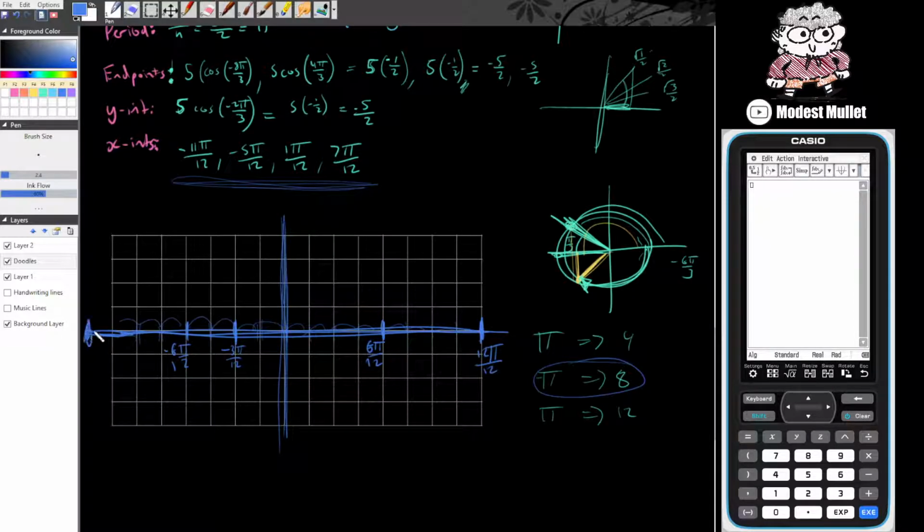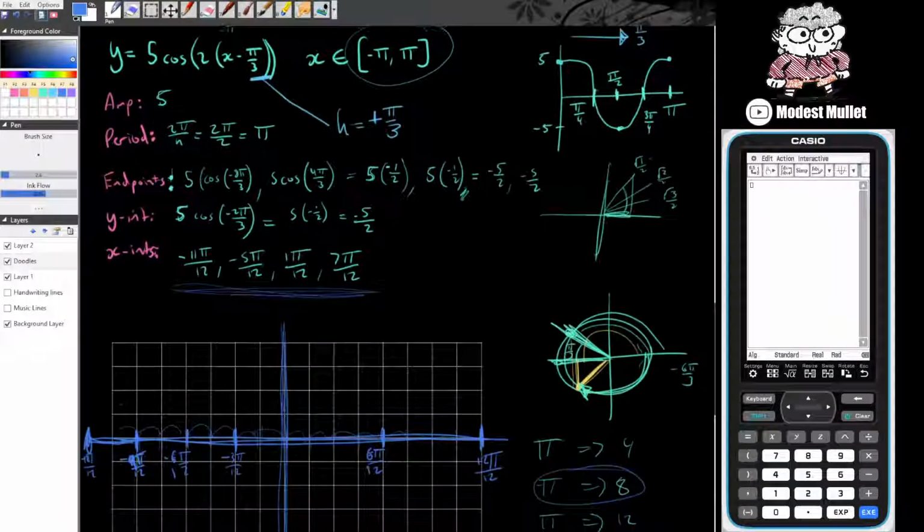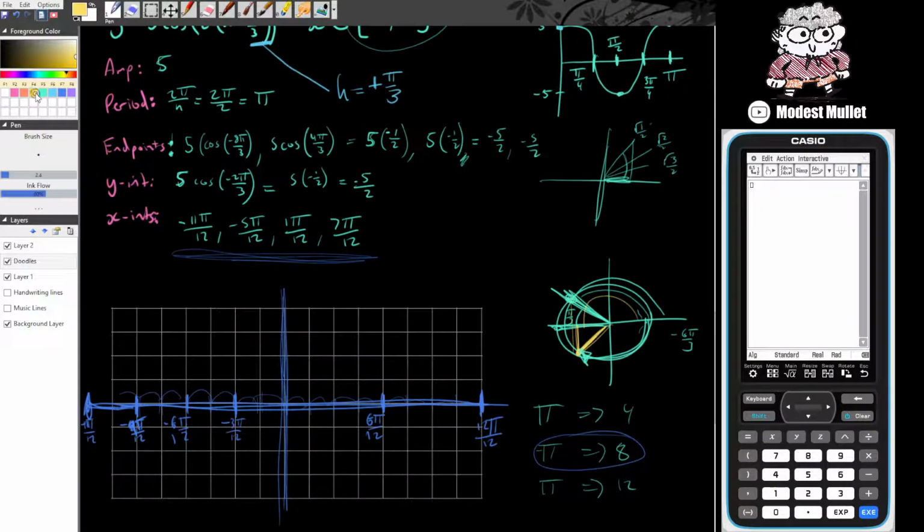And imagine there is one out there. So there we go. There's negative 12 pi on 12. Half of that is going to be negative 9 pi on 12. Okay. There we go. Now we just got to put in all our dots.